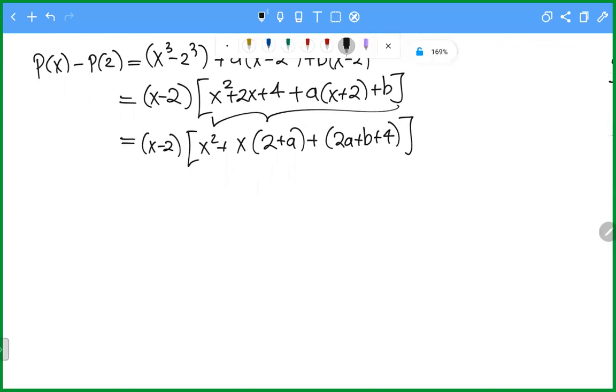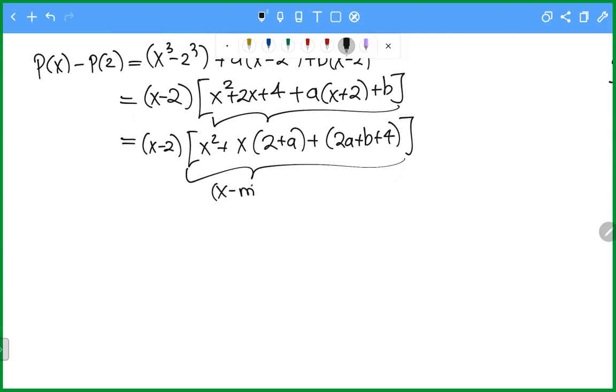Right. Now, I know that x minus m is a factor of this part. Let the other factor be x minus d. So after I expand and equate the coefficients, I obtain negative m minus d equals 2 plus a. This is the coefficient of x.